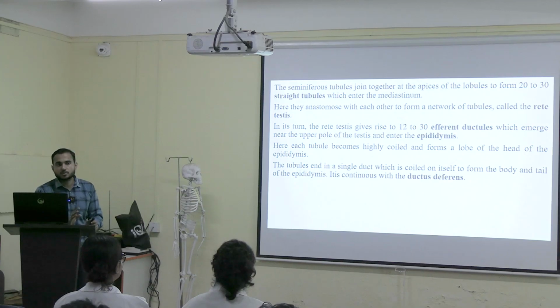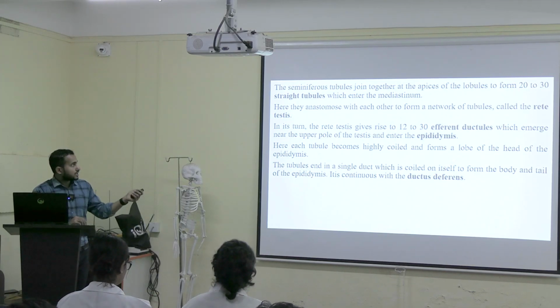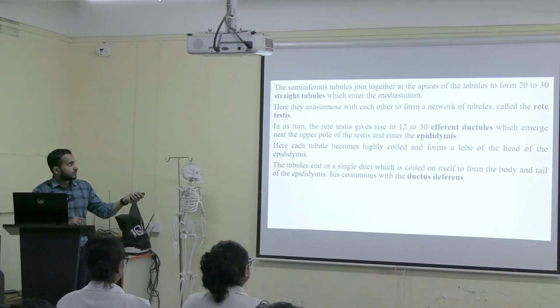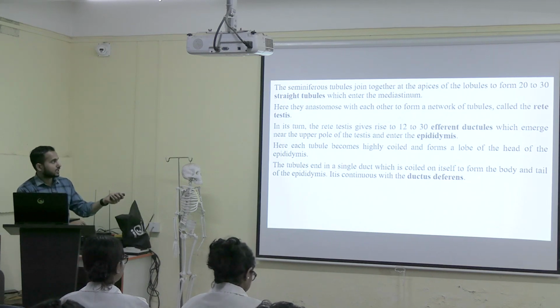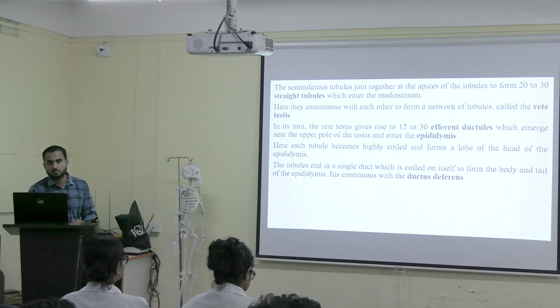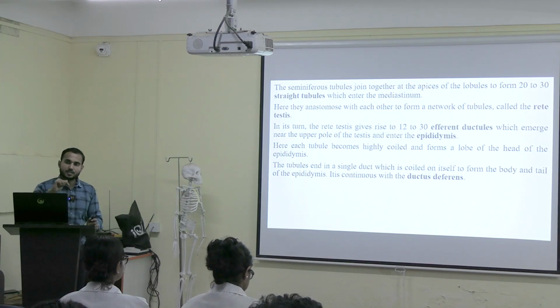Now these straight tubules will anastomose with each other in the mediastinum testis, and that structure is called the rete testis. They anastomose with each other to form a network of tubules called the rete testis. Next, from the rete testis, we are getting 12 to 30 efferent ductules.